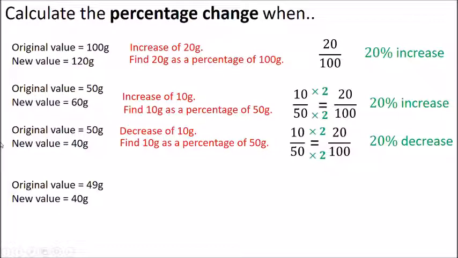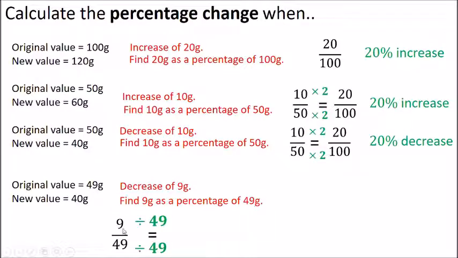Okay, last one. So probably the trickiest one on here. Well, we're starting off with 49 grams and we end up with 40 grams. Well, what's changed? This quantity has got smaller, but how much has it got smaller? Well, my quantity has decreased by 9 grams, right? So if we're trying to find 9 grams as a percentage of 49 grams, we're looking at 9 out of 49. 49 does not go into 100, so first of all, I'm going to make my denominator 1. Divide the numerator and denominator by 49.